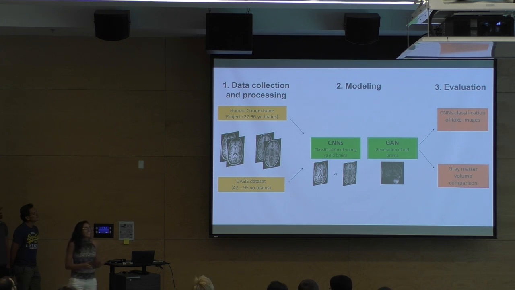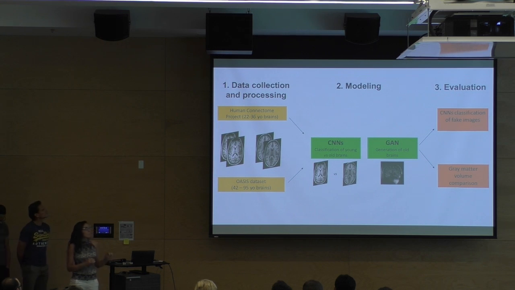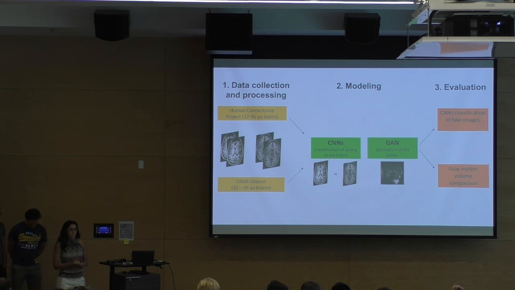And also that stage was divided in two. So we first wanted to see whether our previously trained networks were able to classify the new images correctly as older brains. And secondly, we wanted to extract and measure the volume of the gray matter, and see whether the distribution of the fake images' gray volume was more similar to the older distribution or the younger distribution.